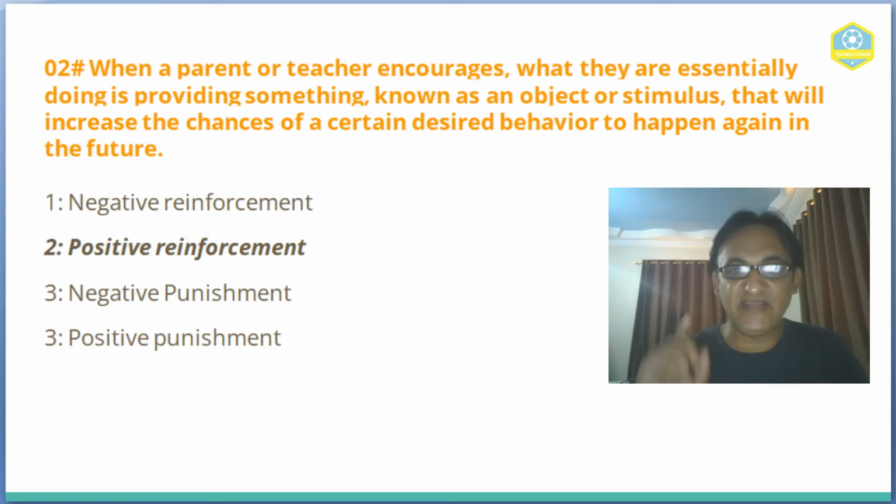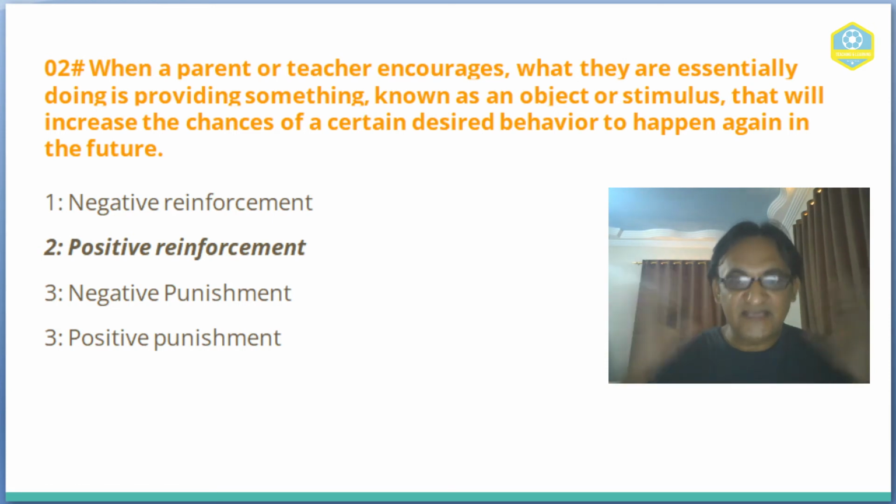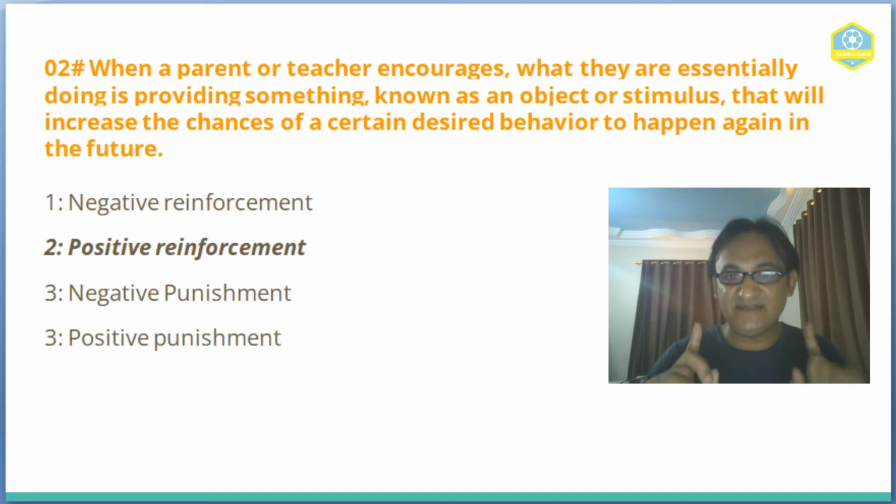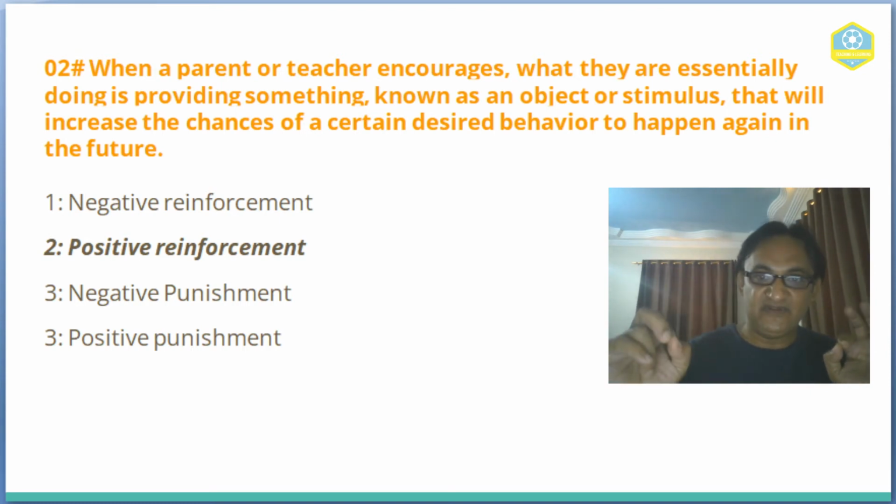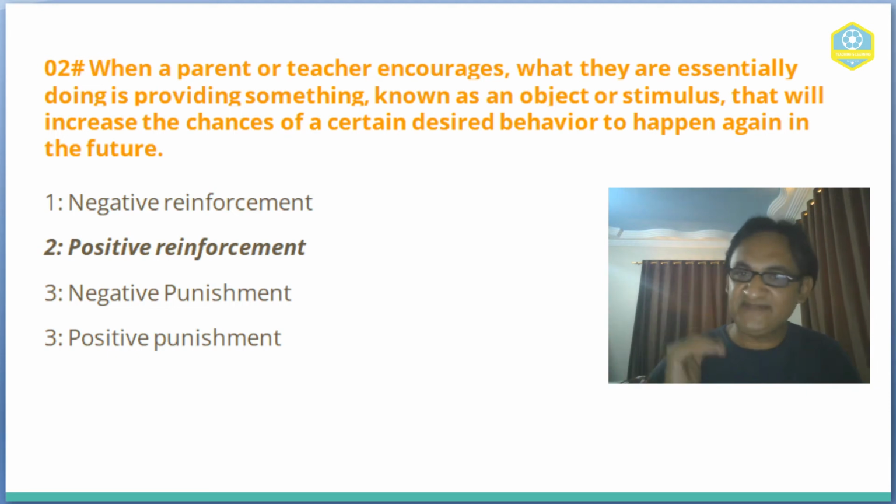Now the second question is about positive reinforcement. When a parent or teacher encourages, and encouragement can be of a variety of types, think about what type of encouragement your children or students like and what type you want to give them. What they are essentially doing is providing an object or a stimulus that will increase the chances of the desired behavior. So if you positively reinforce, that will increase the same behavior. For example, a student who has performed very well in developing or creating a model: the teacher wants this performance repeated, so the teacher's role will be encouragement.